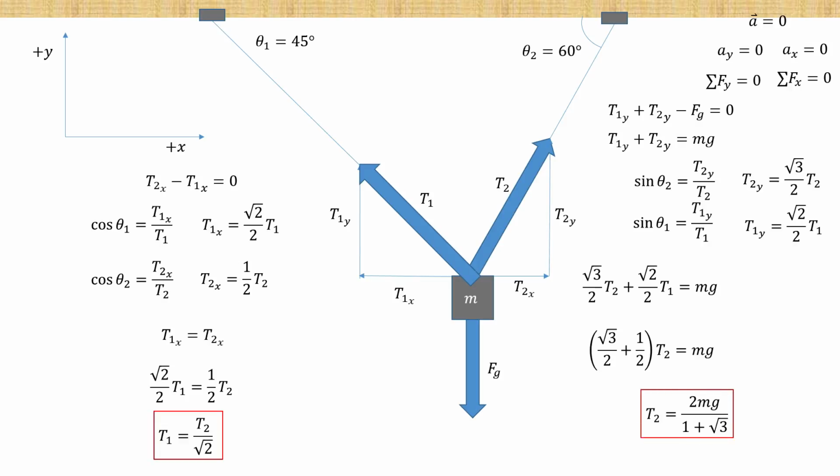So indeed, if you know the mass of the object, Newton's second law applied to both the x and y directions will allow you to determine the tensions in both the strings. In general, all of Newton's second law problems can be solved by working with forces in the x and y components separately.